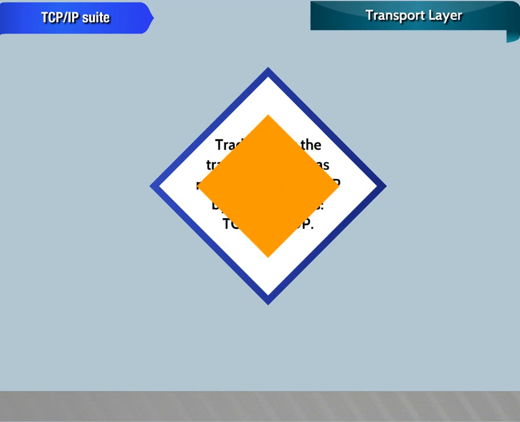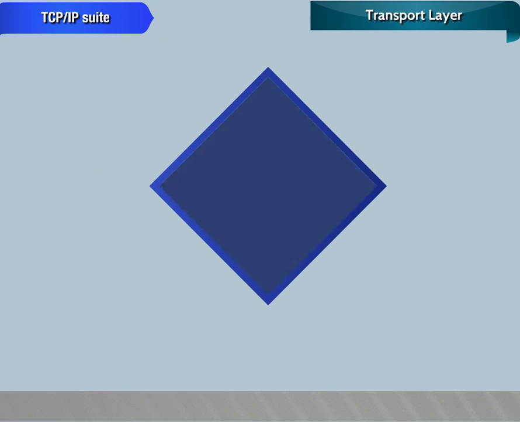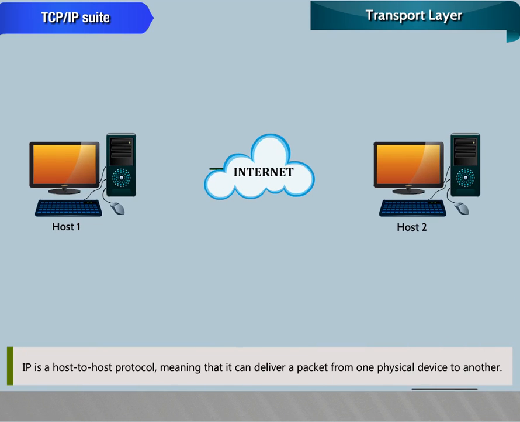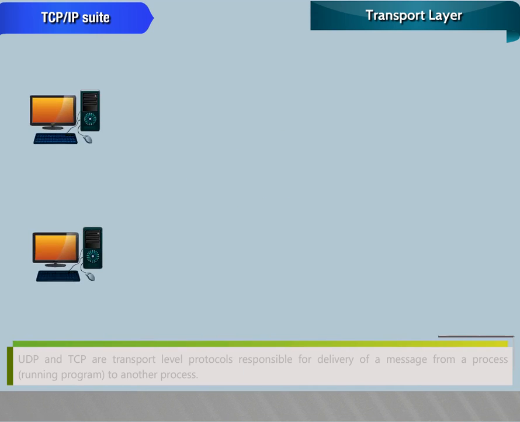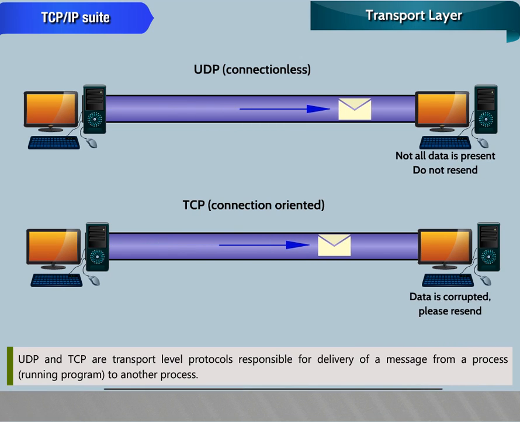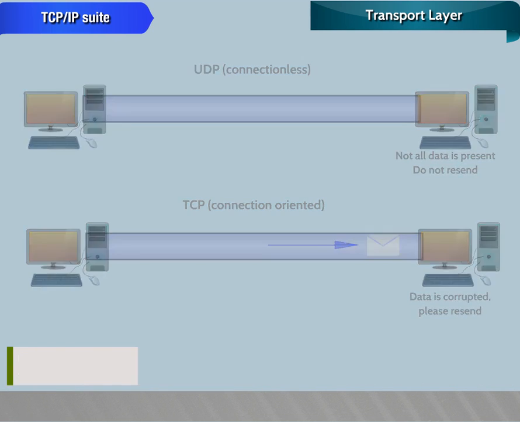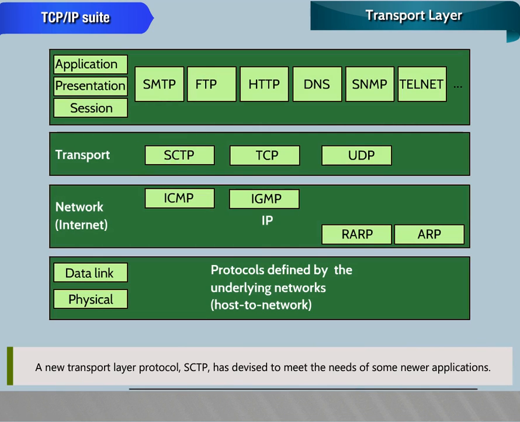Transport Layer. Traditionally, the transport layer was represented in TCP/IP by two protocols, TCP and UDP. IP is a host-to-host protocol, meaning that it can deliver a packet from one physical device to another. UDP and TCP are transport-level protocols responsible for delivery of a message from a process that is running a program to another process. A new transport layer protocol, SCTP, has been devised to meet the needs of some newer applications.